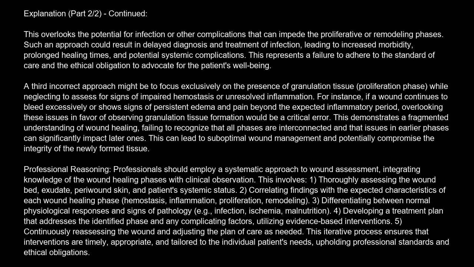Professional reasoning. Professionals should employ a systematic approach to wound assessment, integrating knowledge of the wound healing phases with clinical observation. This involves: 1. Thoroughly assessing the wound bed, exudate, periwound skin, and patient's systemic status. 2. Correlating findings with the expected characteristics of each wound healing phase: hemostasis, inflammation, proliferation, remodeling. 3. Differentiating between normal physiological responses and signs of pathology, e.g., infection, ischemia, malnutrition. 4. Developing a treatment plan that addresses the identified phase and any complicating factors, utilizing evidence-based interventions.